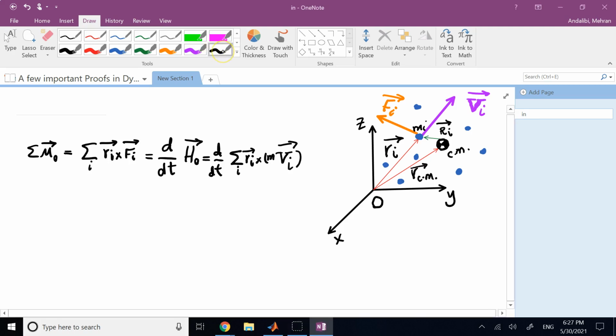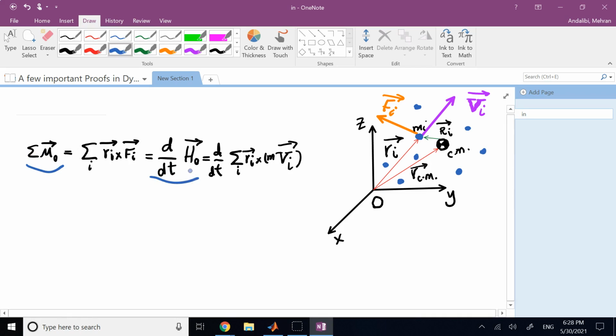If you remember, back then I showed you that the sum of all moments with respect to the origin, which is summation over i of Ri cross Fi, equals the rate of change of total angular momentum of the system, which is the summation of the individual angular momentums, and individual angular momentums are Ri cross m vi. That's the definition: position vector cross linear momentum is angular momentum. This I have proved to you in that video lecture, and I'm not going to redo it.